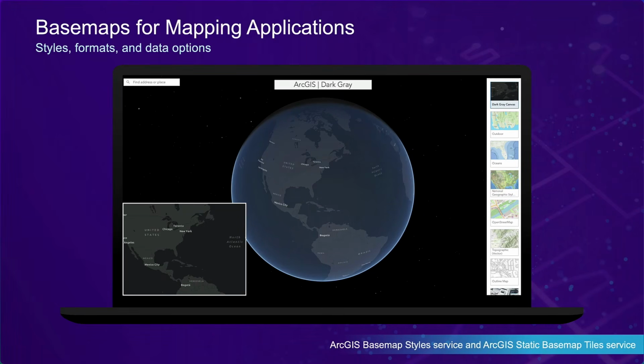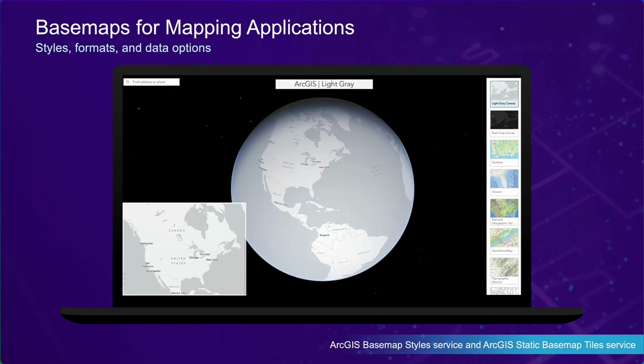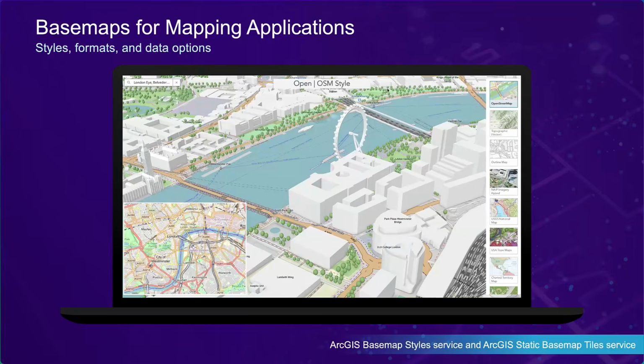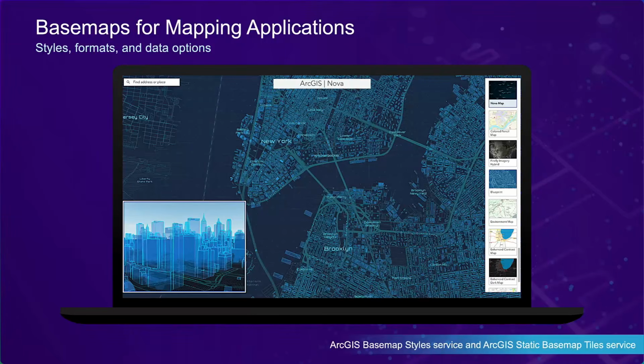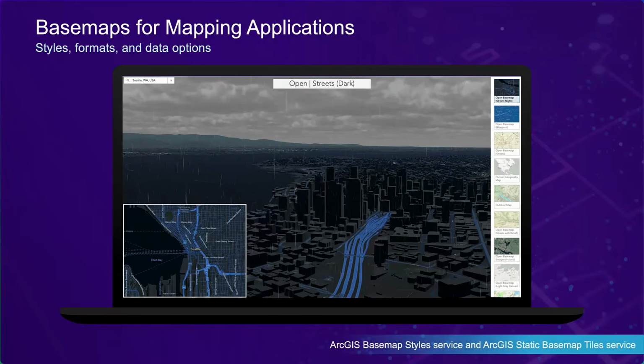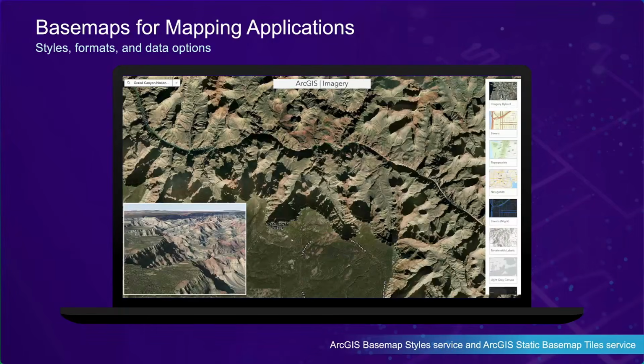You can access the styles with two location services: the Basemap Style Service, which provides vector tiles, and the Static Basemap Tile Service, which provides raster tiles. The styles are grouped into two families. ArcGIS Basemap styles include data from Esri, authoritative data partners, and government and community contributors all around the world. Open Basemap styles include data from Esri, the Overture Foundation, and OpenStreetMap.